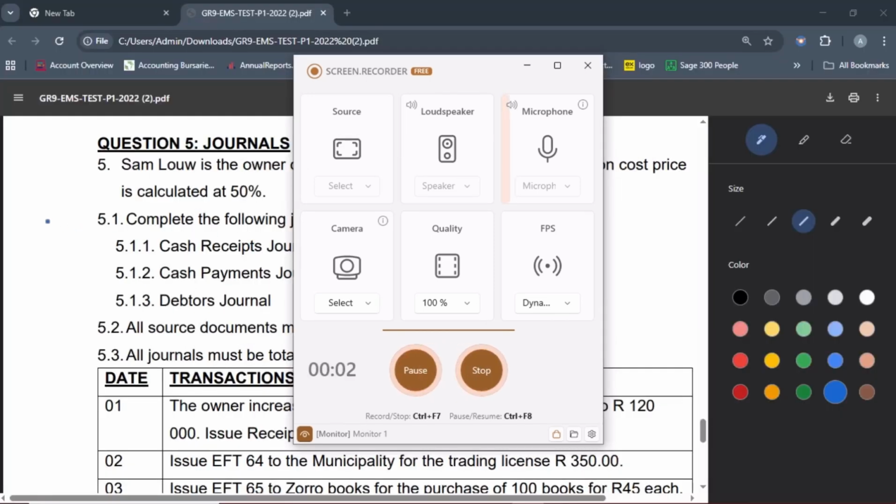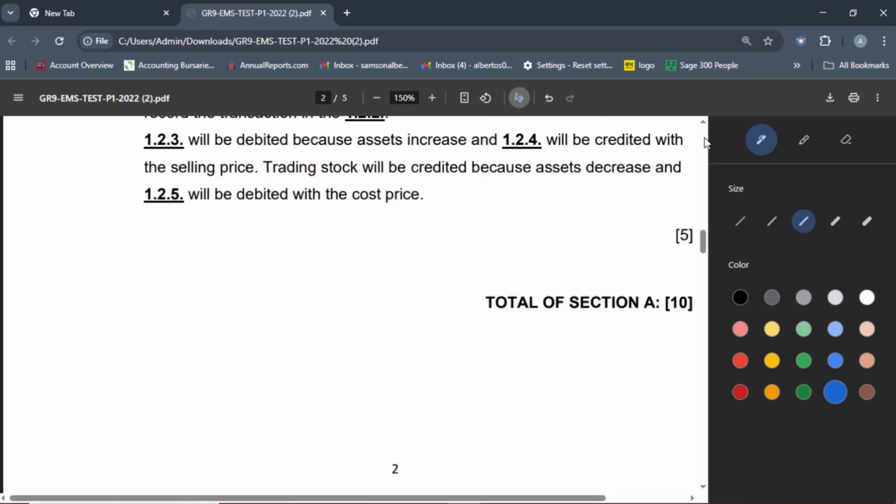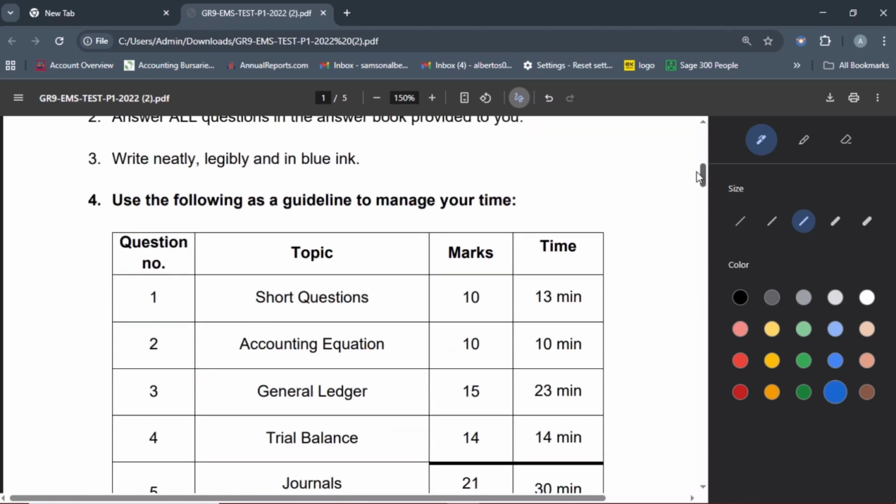Good day, welcome, and today is a different day. We are looking for EMS questions. This paper is for grade 9, November 2022, paper 1, Financial Literacy, and it is from the Limpopo province. So it is a final year end of paper. Right, so the scope of the work is financial literacy. However, financial literacy in grade 9 covers quite a number of topics that a learner should know.